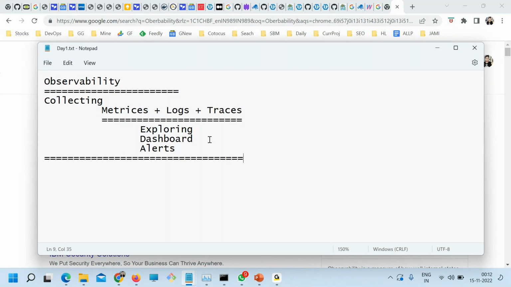Now, when we say metrics, it may be infra metrics. Infra metrics means your server metrics, for example CPU, RAM, hard disk, network, input, output, and stuff like that. Now, when we say, what would you say?